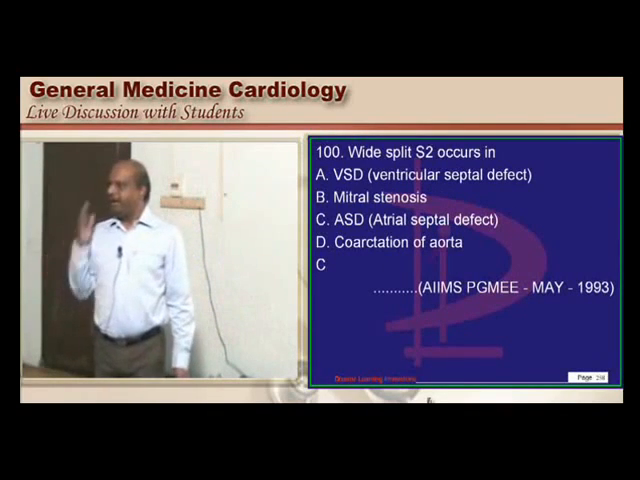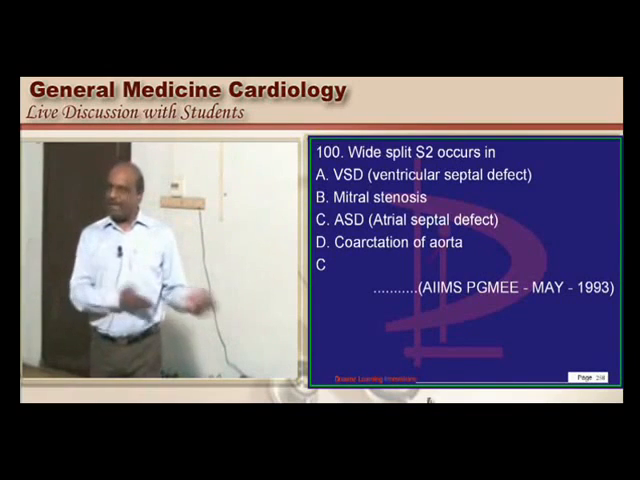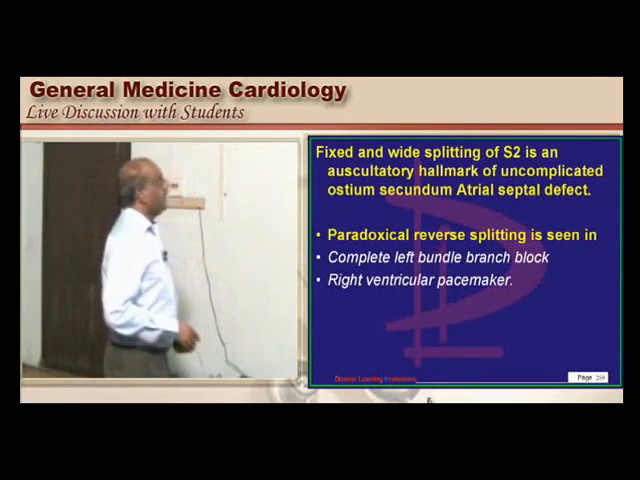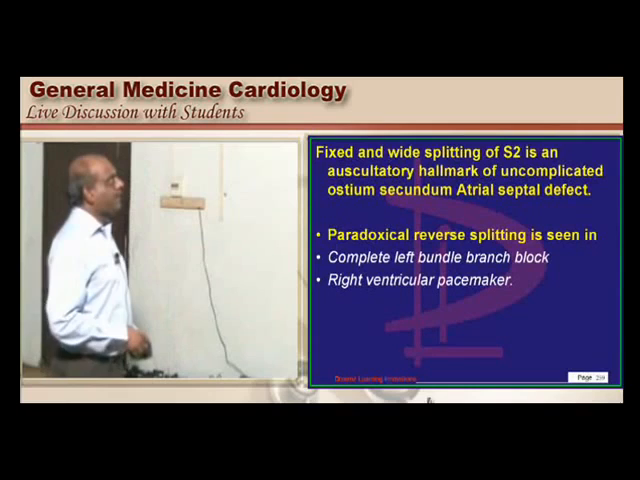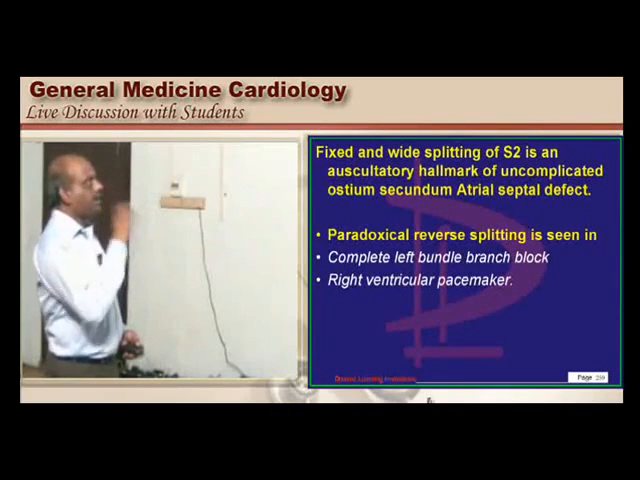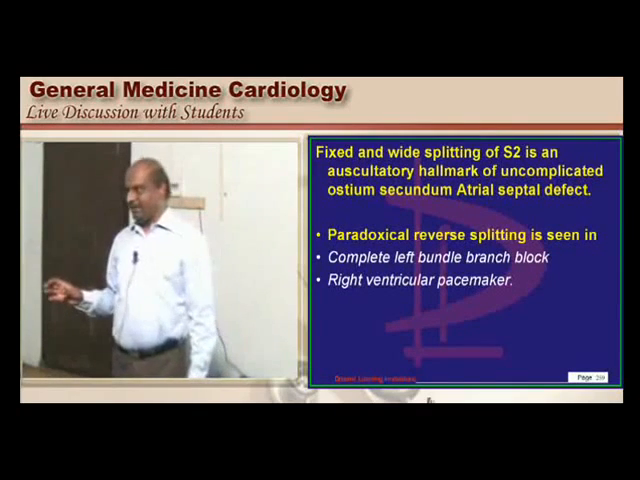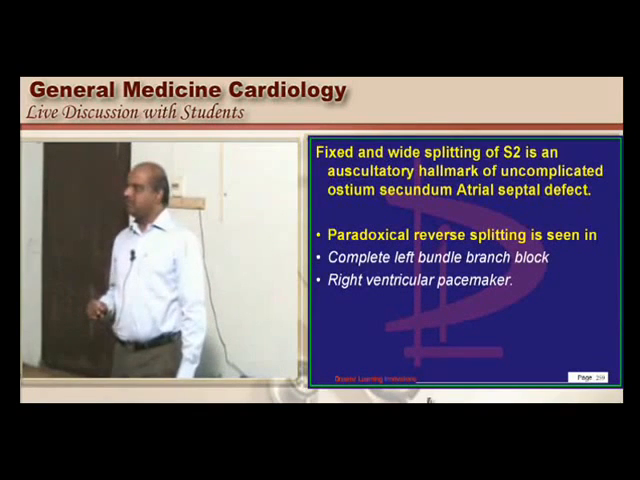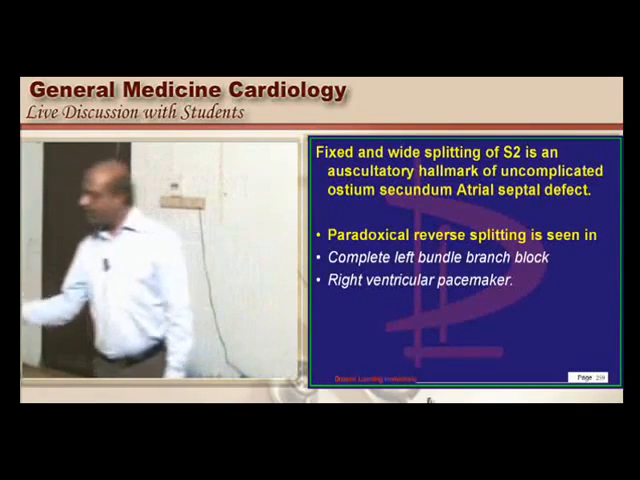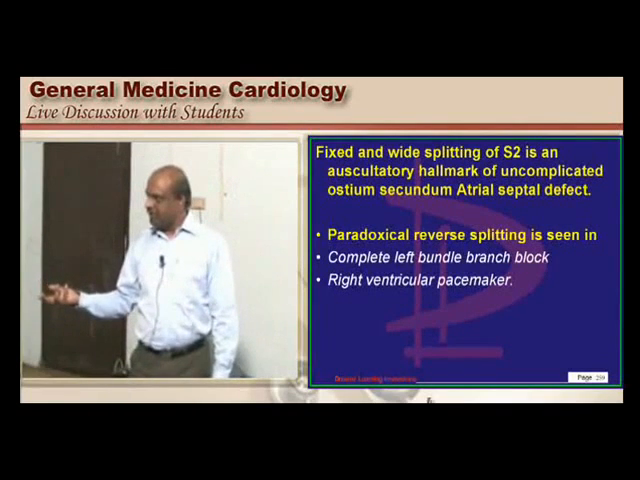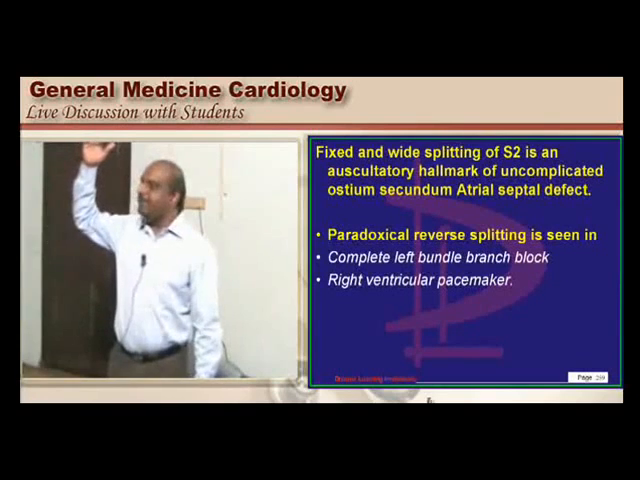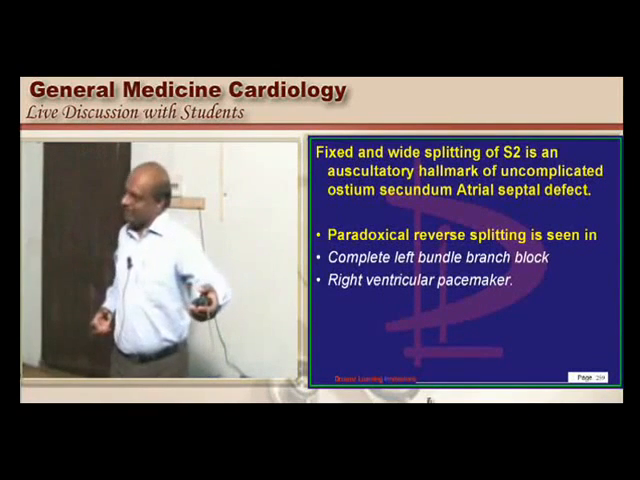S2 is what? A2 first, P2 later. Wide means either an early A2 or a delayed P2 should be there. So when will it happen? Typically a fixed and wide splitting of S2 is the auscultatory hallmark of ASD. Now why in ASD is there a widened split? Because ASD is left atrium to right atrium. So from right atrium to right ventricle, it opens into the pulmonary valve. So the pulmonary valve becomes delayed. So that leads to widening.